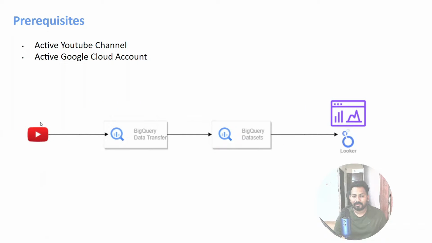We are going to implement a very simple use case here. We are going to create one data transfer using the BigQuery Data Transfer Service from the YouTube channel, and we'll load that data into a BigQuery dataset and then visualize that data in Looker Studio. This is not complex, very simple and easy to set up. Let me go to my cloud console and show you how we can implement this using the BigQuery Data Transfer Service and BigQuery.